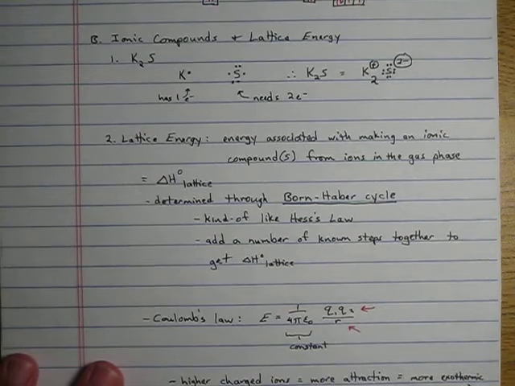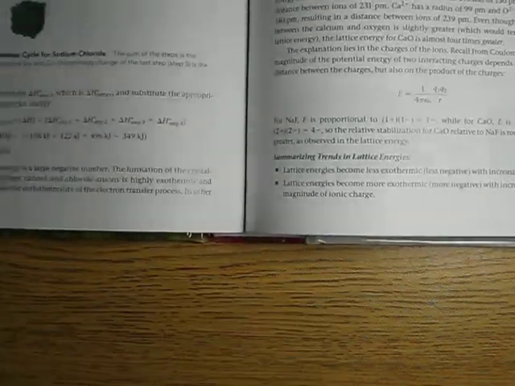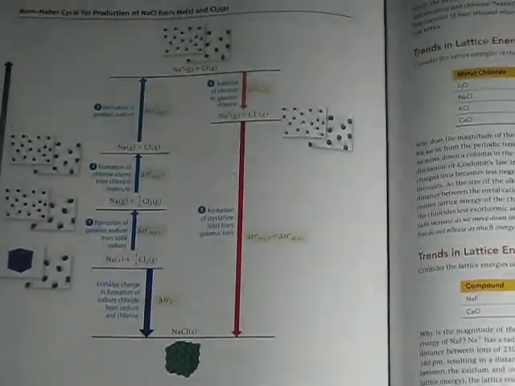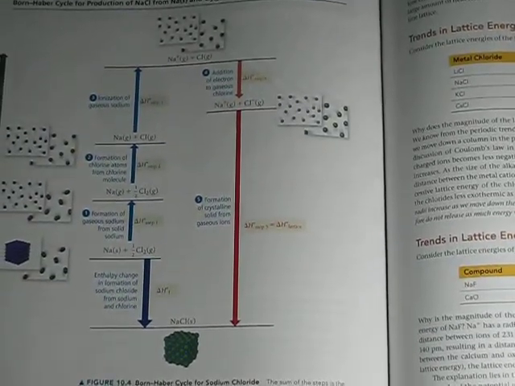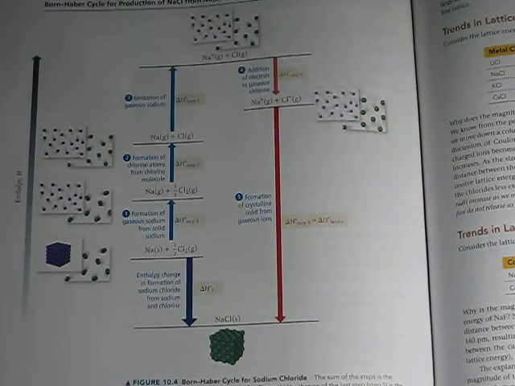And it's more complicated than I like, so we're not going to worry about it too much. Let me just show you the book. I'm just more interested in what the Born-Haber cycle is and how we get lattice energies. We're not going to worry too much about you figuring out or doing any calculations using the Born-Haber cycle. But here's how it goes if you were going to do the calculation.